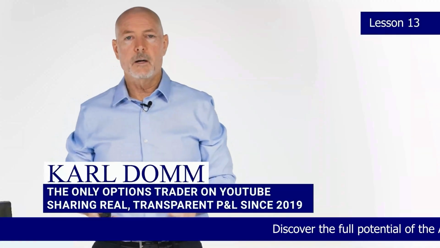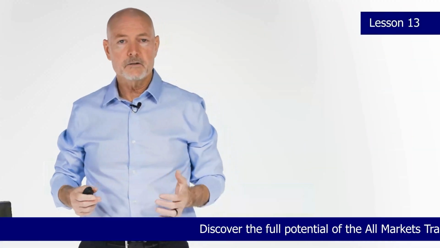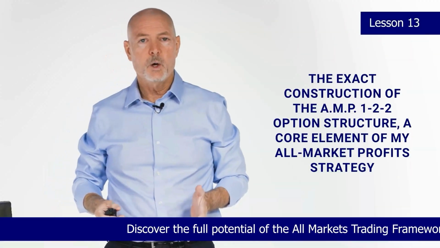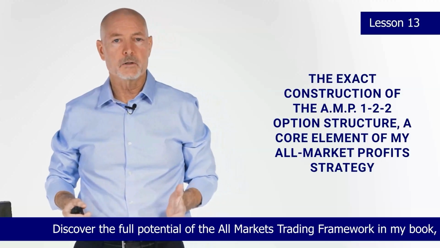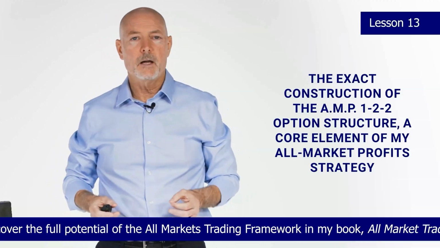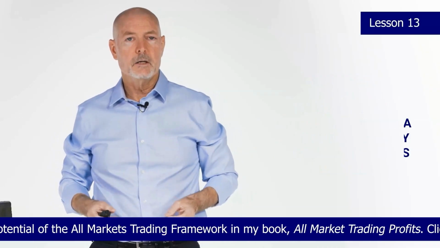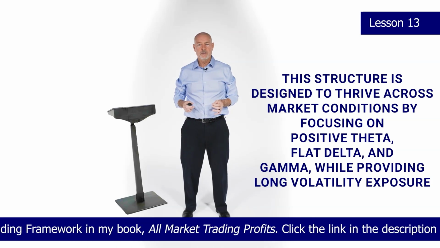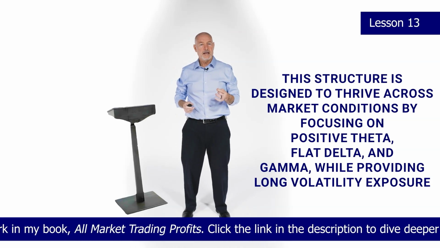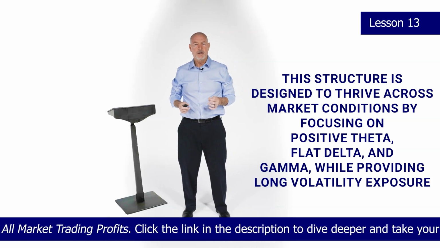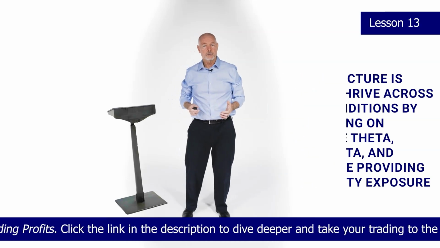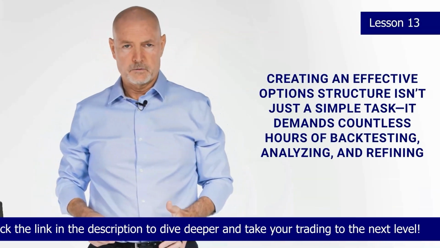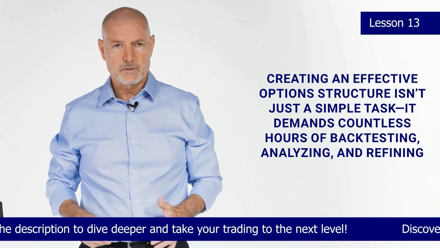Welcome back. I'm Karl Domm, and today we're diving into the exact construction of the AMP 122 option structure, a core element of my All Market Profit strategy. This structure is designed to thrive across market conditions by focusing on positive theta, flat delta, and gamma, while providing long volatility exposure.